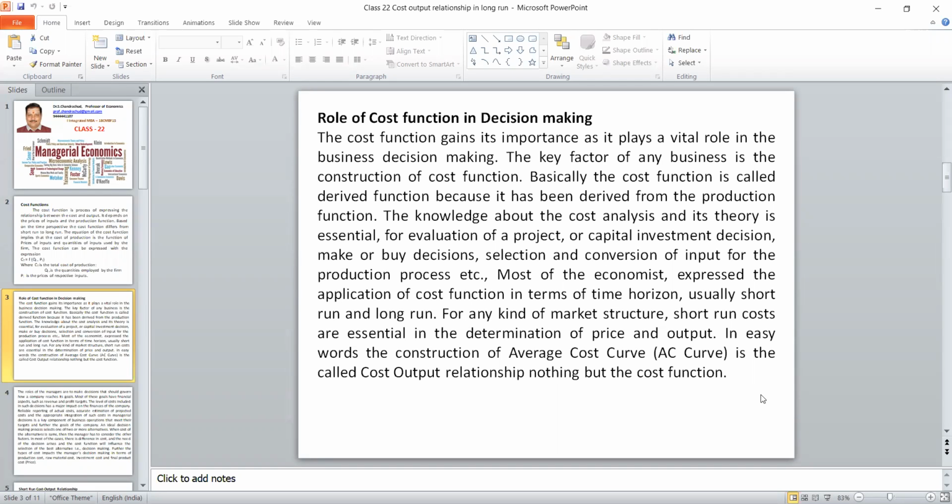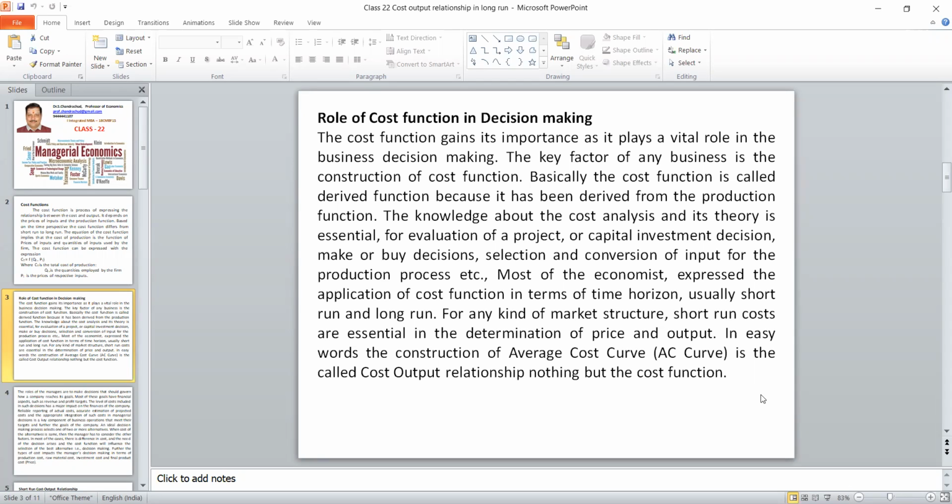Suppose in the question paper, if they ask to explain the derived function in the short run, it is nothing but they are asking to construct the cost function. Why? Because initially the production function will be constructed, and based on that the cost function is constructed. Therefore, it is called a derived one.